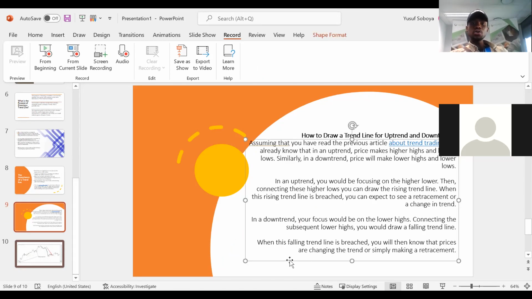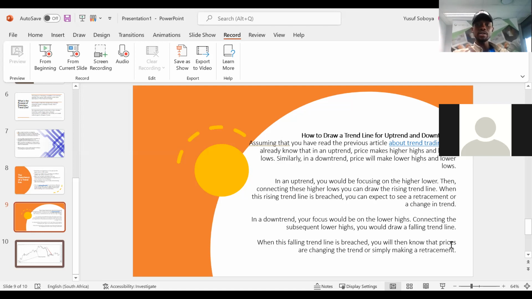All right, how to draw. We're getting to the end of theory, then we get to the practical. How to draw a trend line for an uptrend and a downtrend. Assuming that you have read the previous articles on the internet, we already know that in an uptrend, price makes higher highs and higher lows. Similarly, in a downtrend, the price will make lower highs and lower lows. So the uptrend is higher highs and higher lows, and in a downtrend, it's lower lows and lower highs.